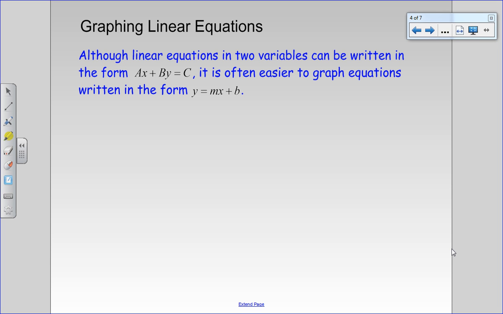Although linear equations in two variables can be written in the form ax plus by equals c, it is often easier to graph equations written in the form y equals mx plus b. So if we're given an equation written as ax plus by equals c, we can solve that equation for y prior to generating our table of ordered pairs and drawing the graph of the line. Let's look at two examples of this process.